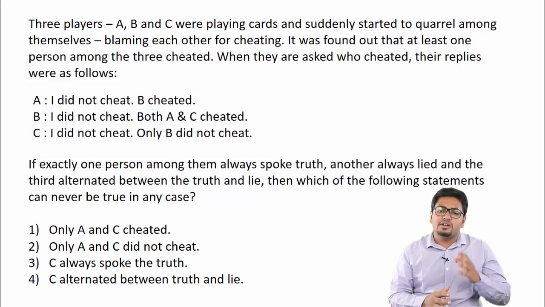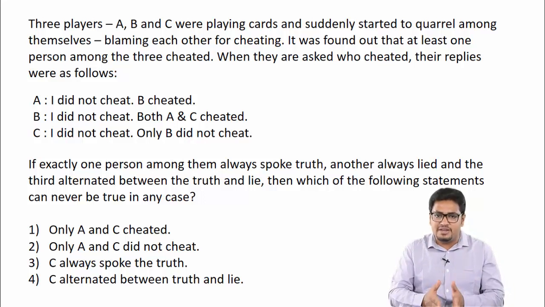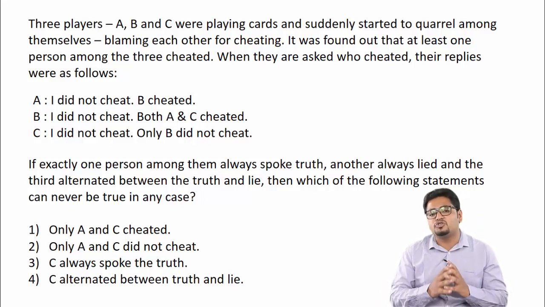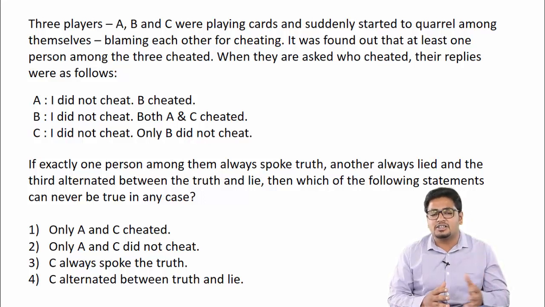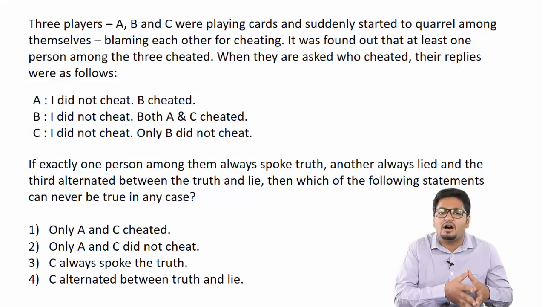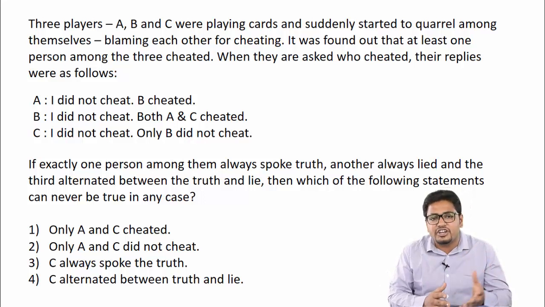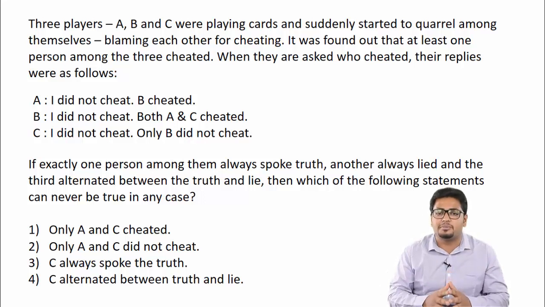Okay, so in this question, it is given that three players A, B and C are playing a game and they had a fight because at least one of them cheated. When asked who cheated, each of them made two statements. It is known that they are one among a truth teller, a liar, and an alternator. Let's check the statements given by the three people.